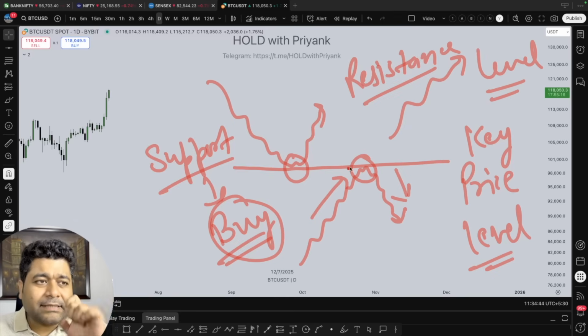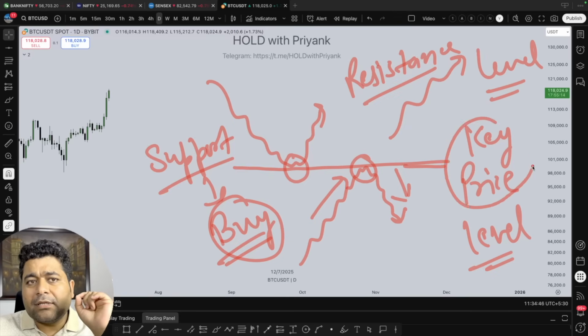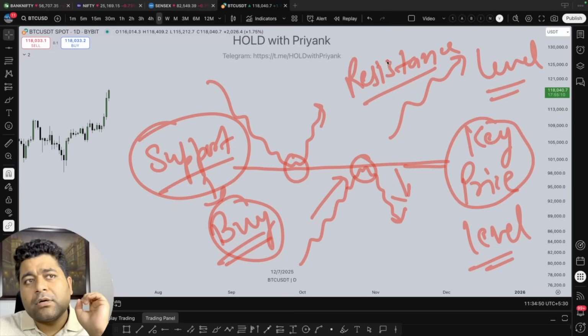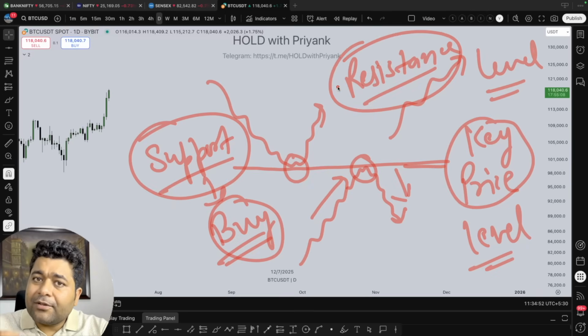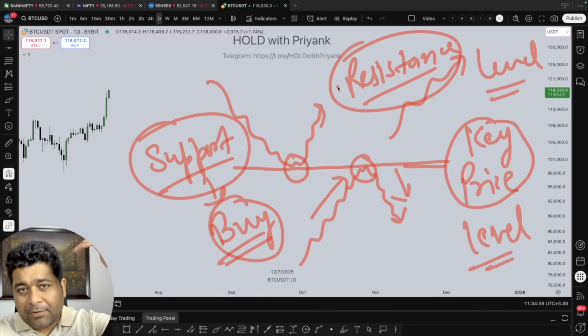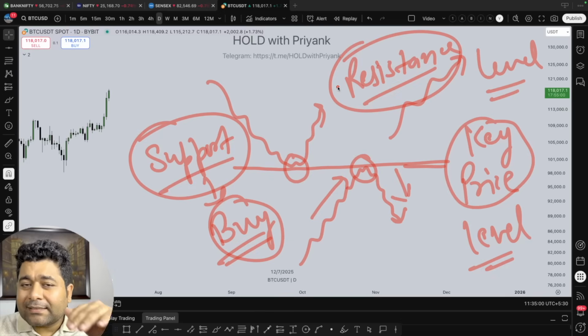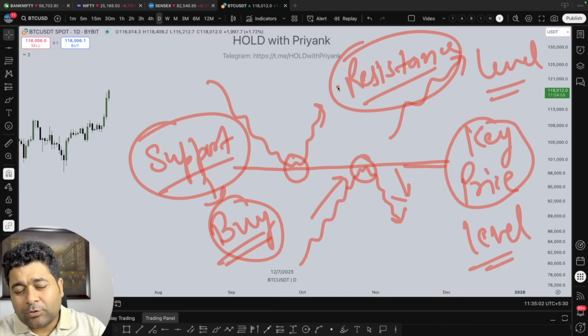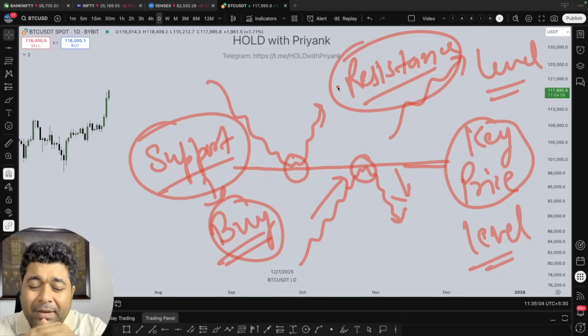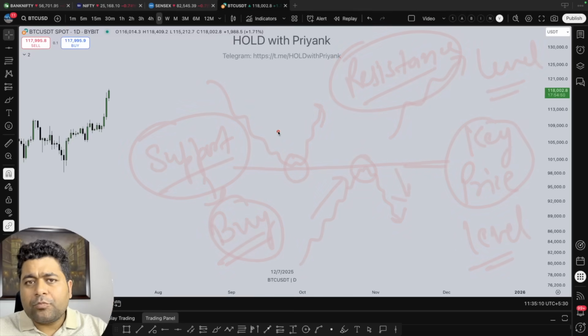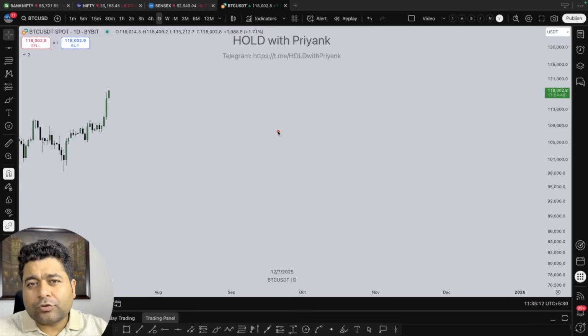And the good part is a single key price level, the same level, can work as support or resistance at different instances. That means if you have drawn a particular level, when price is coming from the top, it may act as a support. And when price is going from down to top, it may act as a resistance. All right. Now, come to one method, how people usually like to draw support and resistance.